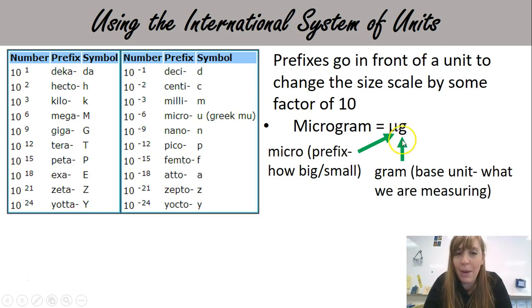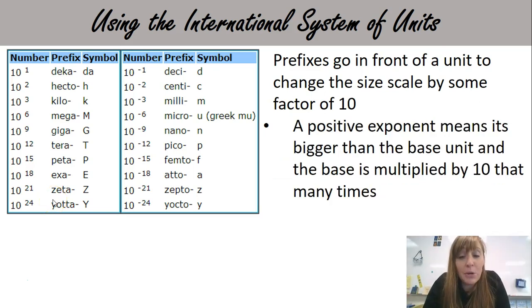But you can't have micro by itself. Any of these prefixes are always going to be modifying some base unit. So you can have millimeters, mm, and you can have gigameters, but you can't just have giga. You have to have giga what? Gigaliters, gigameters, gigamoles, whatever it happens to be.